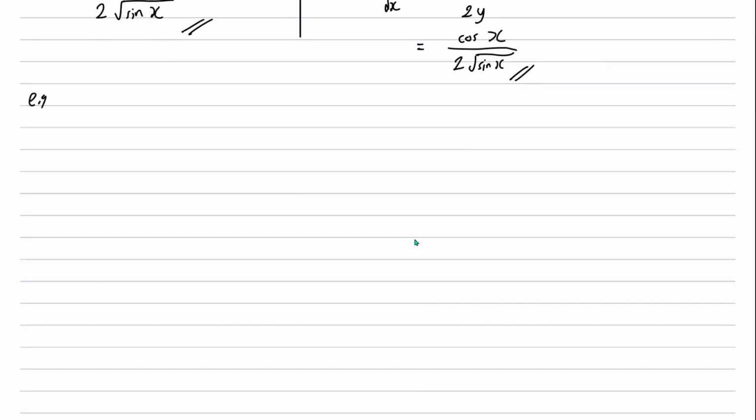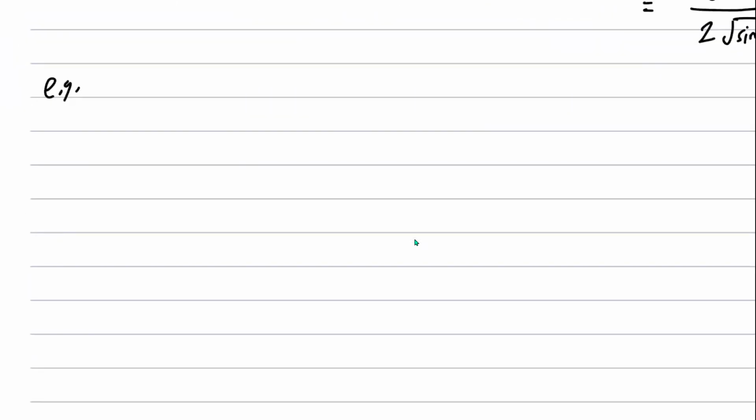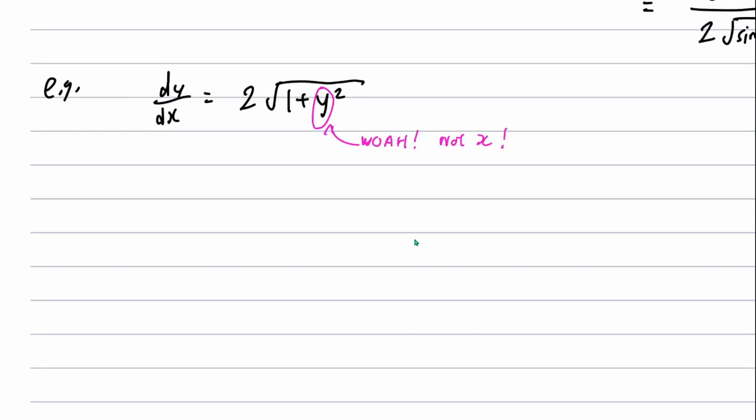Next example. What if I have, say, let's just copy this. dy by dx equals 2 times square root of 1 plus y squared. This is the first time that you have ever seen an equation where the right-hand side contains a y. Whoa. It's not x. But you can still differentiate this. Now what I want you to find is d2y by dx squared. Second derivative.